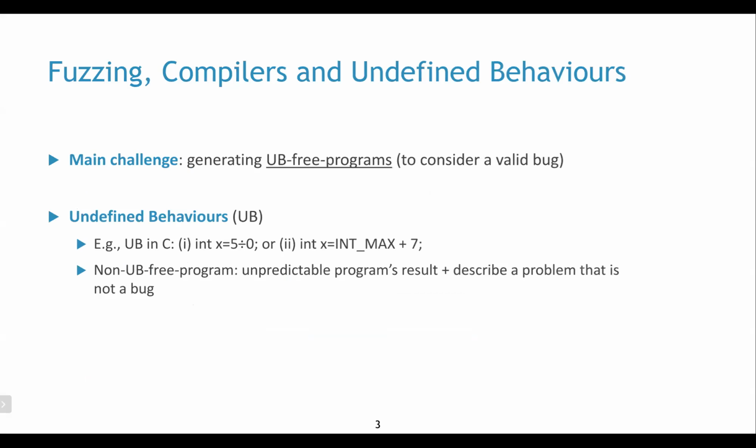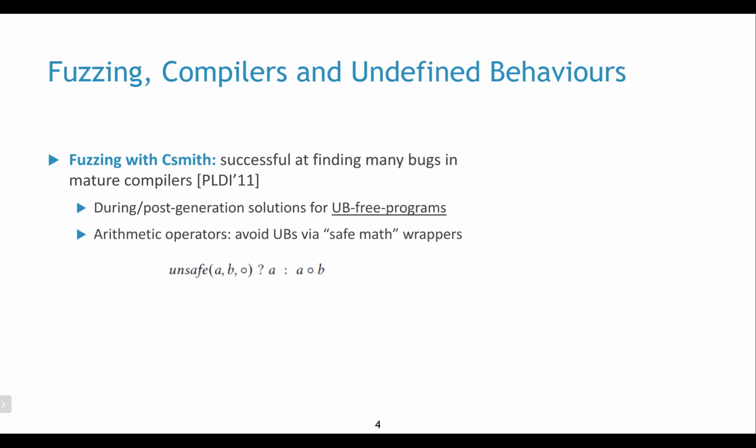The main challenge when testing a compiler is generating programs that are free from undefined behaviors. Undefined behaviors can be, for instance, dividing by zero or signed integer overflow. Programs with undefined behavior have unpredictable results that don't describe a problem that is a bug and cannot be considered a valid bug. One of the successful and common tools for compiler fuzzing is Csmith, which found and reported many bugs in mature compilers. It has during- and post-generation solutions to ensure it generates UB-free programs.